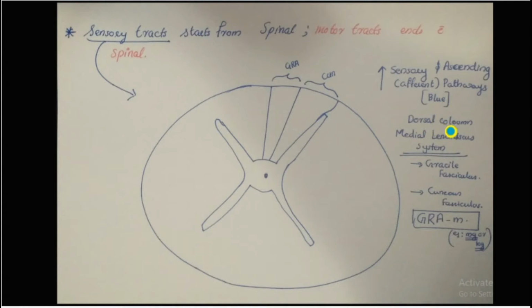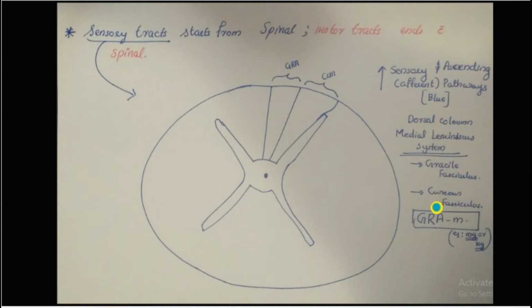So we have the dorsal column medial lemniscus system, which has two fasciculi, that is the gracilis fasciculus and the cuneatus fasciculus. We know in the medulla we have specific nuclei, the gracilis nucleus and the cuneatus nucleus. So the impulses go to the gracilis nucleus through the gracilis fasciculus from the spinal cord, and to the cuneatus nucleus from the spinal cord by the cuneatus fasciculus.